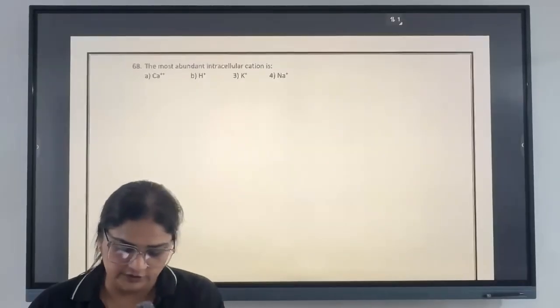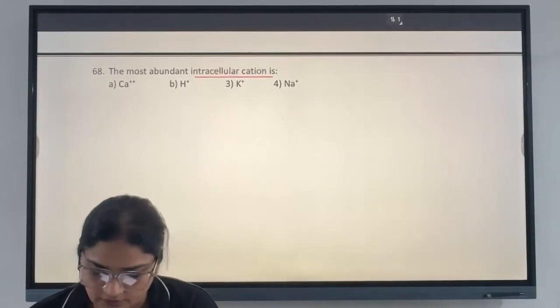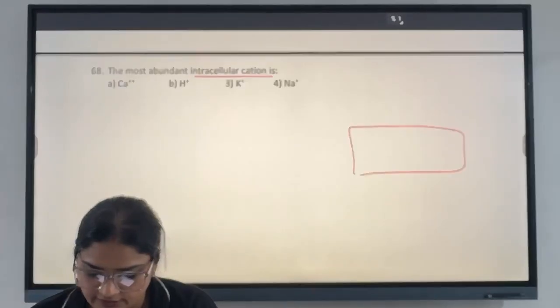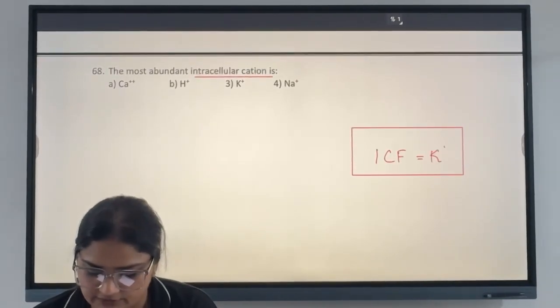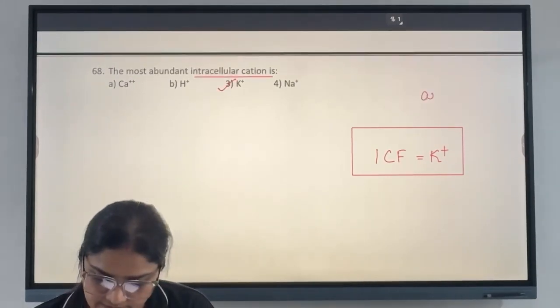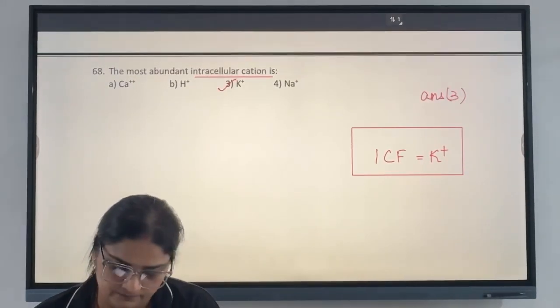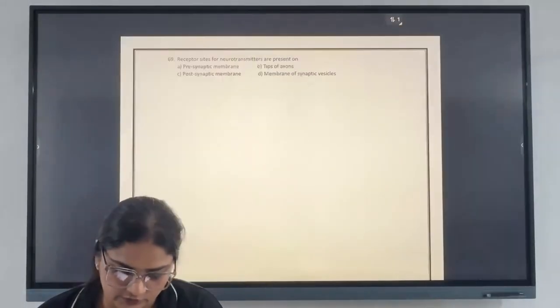Going to 68th question. The most abundant intracellular cation. Okay, if you remember, intracellular fluid is rich in K+. So the answer is 3K+, or C option.